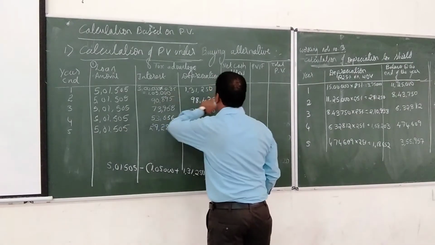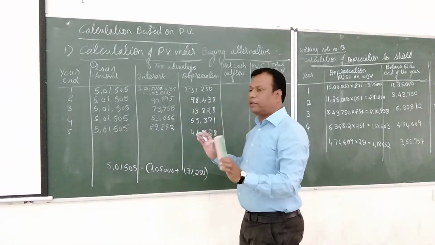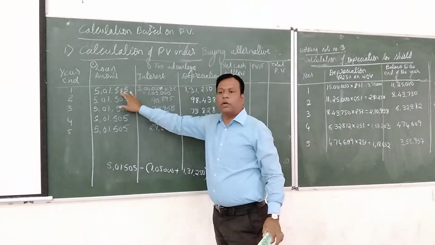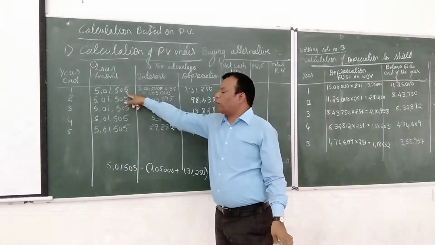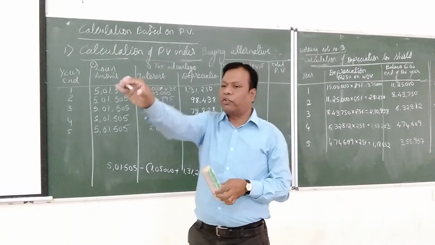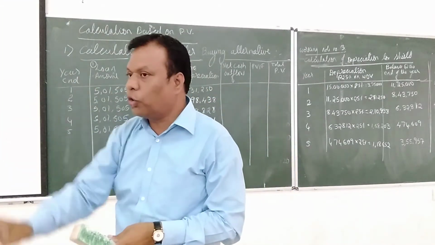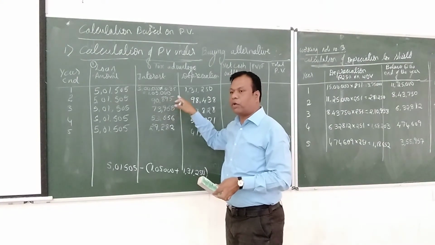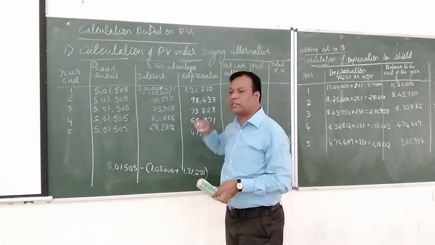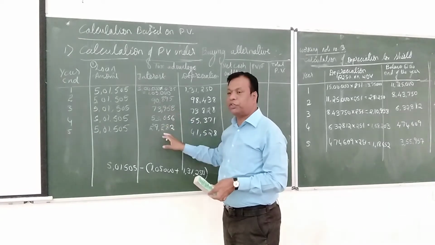So in net cash flow, what is the total amount you are paying? This is the amount, this is the loan. Don't do magic. Try to understand why we are doing this. So 5,01,505 is the installment amount you are paying. Out of this, these are the advantages we have. Whatever interest we pay, whatever depreciation we have, on that we have some advantage. So that advantage we should deduct.